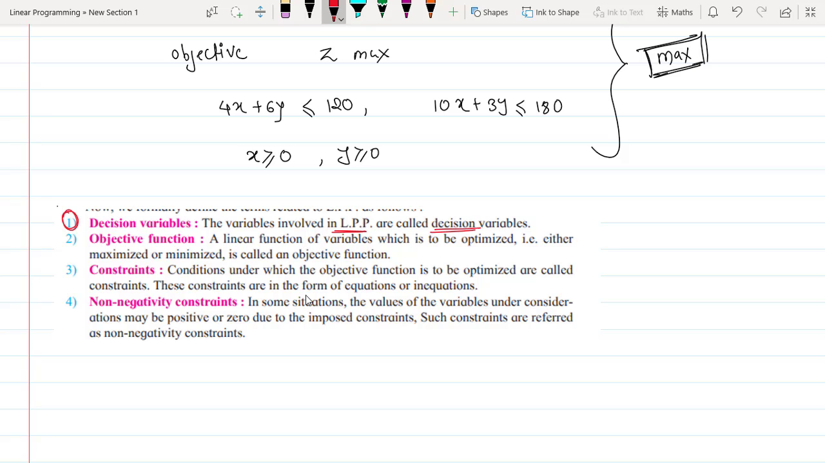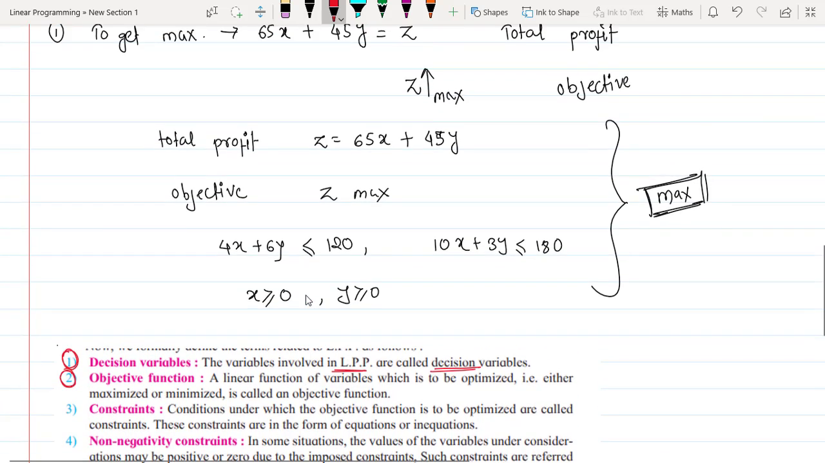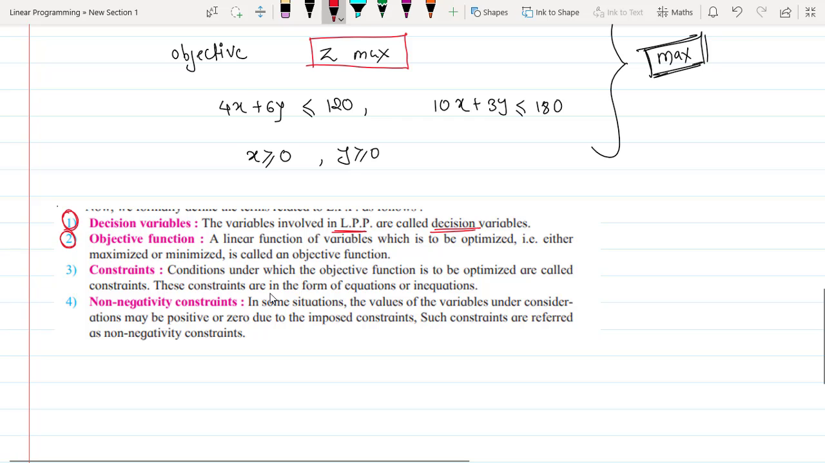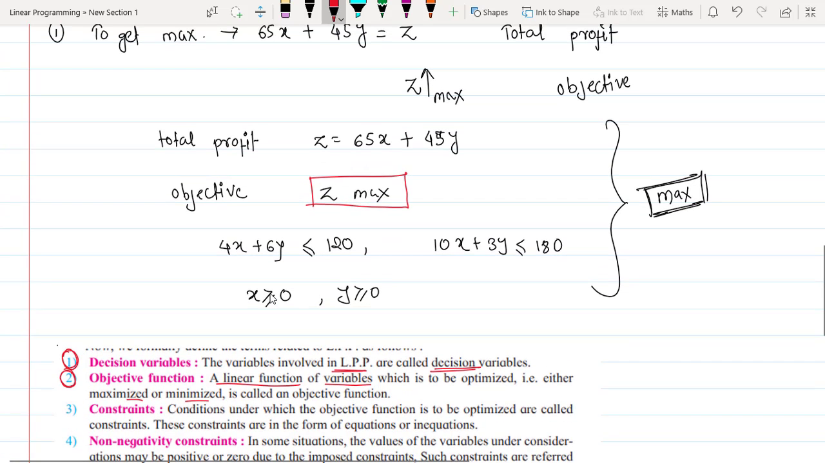Great. Objective function. Now tell me, what is your objective? I want to have the maximum z, maximum profit is my objective. That is nothing but the objective function. A linear function of variables which is to be optimized, that is either maximized or minimized, is called the objective function. So in our previous example, this z I want to make maximum, so this becomes my objective function.